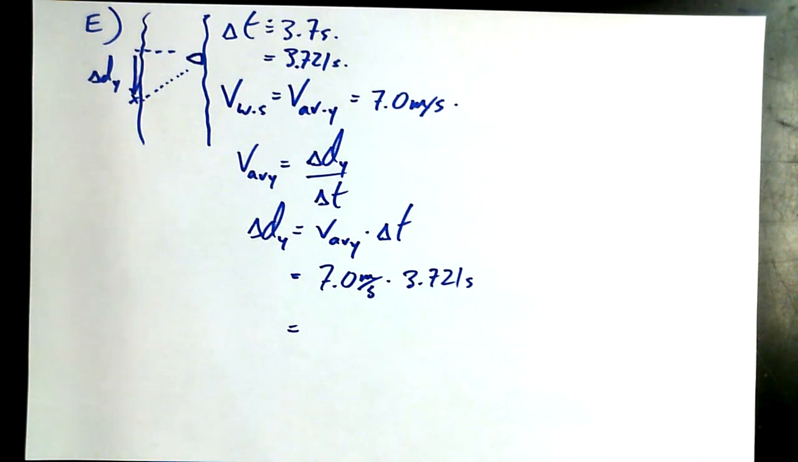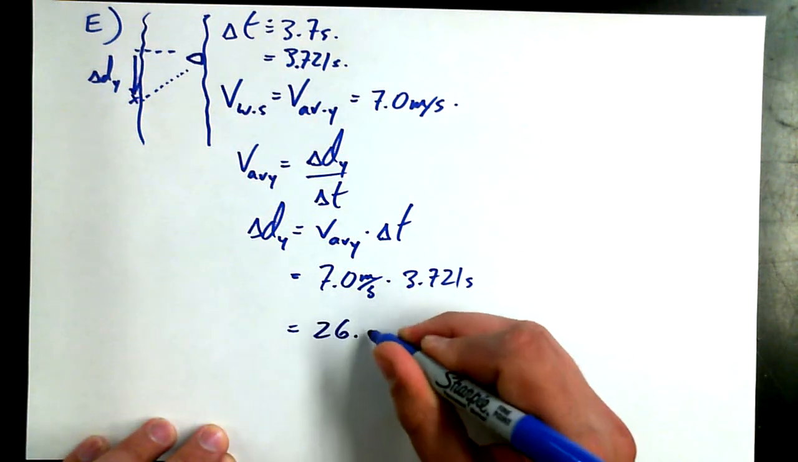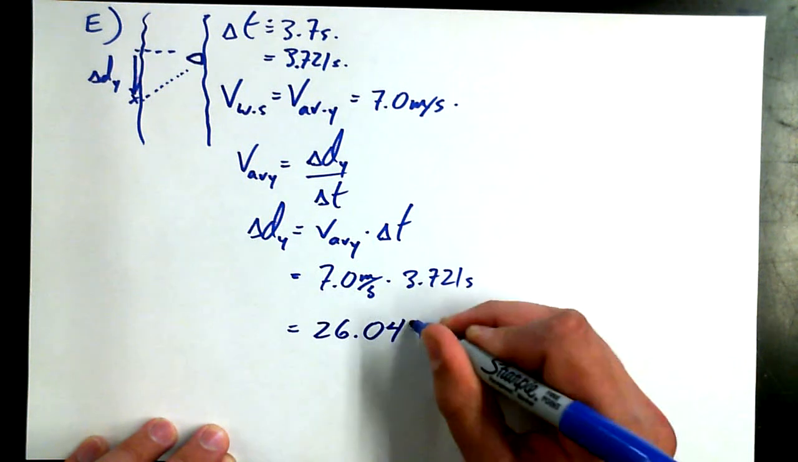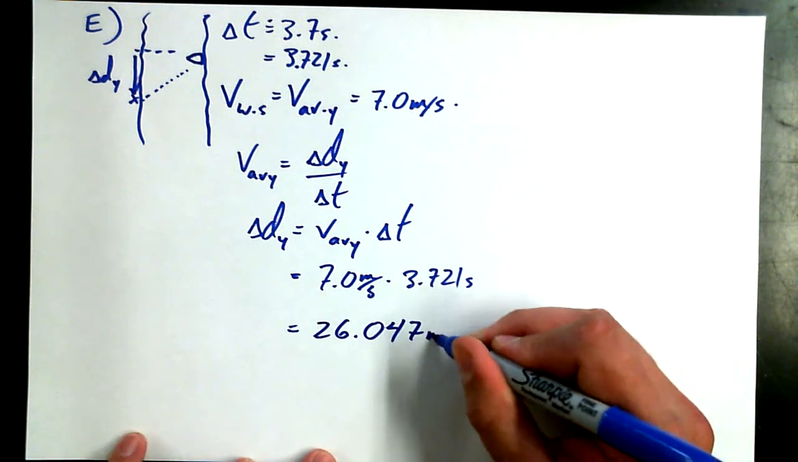What's 7 times 3.721? Somebody with a calculator. 3.721 times 7. 20.63? Is that right? Yeah, it's 0.47. That sounds closer. 26.047 meters.